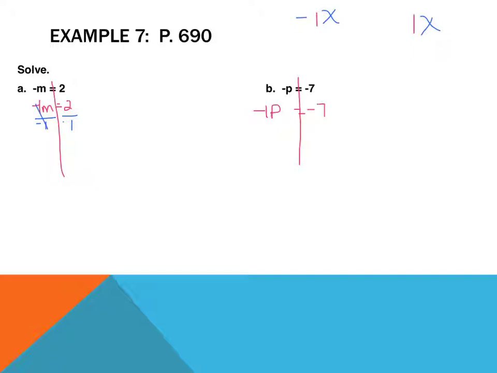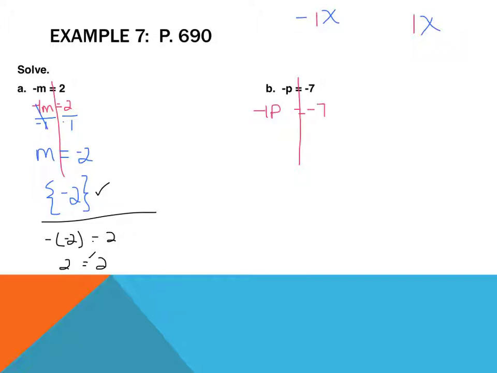So then to get m by itself, I'll divide by negative 1. So negative 1 divided by negative 1 is a positive 1, so I just have 1m equals 2 divided by negative 1, which is negative 2. Okay, checking our work. Negative m, which is negative 2, equals 2. So negative negative 2, the opposite of negative 2, is a positive 2.